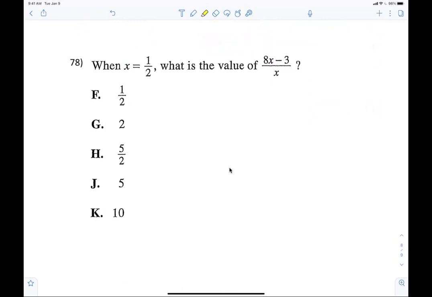All right, everybody knows where we're at, so when x equals 1/2, what is the value of 8x minus 3? Definitely not 5x. Well, yeah, the 8x times 1/2 would be 4, and minus 3, so that's 1. So it would be 0.5, I think.